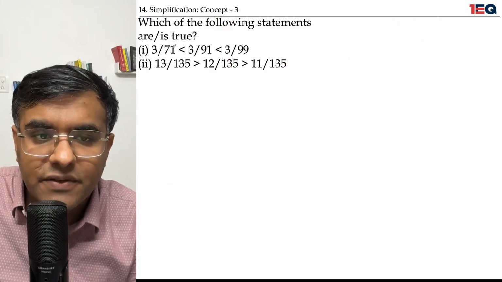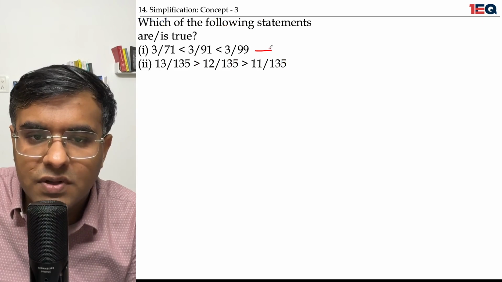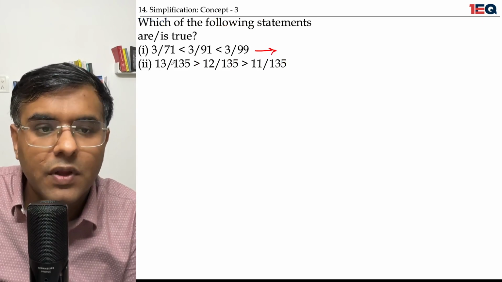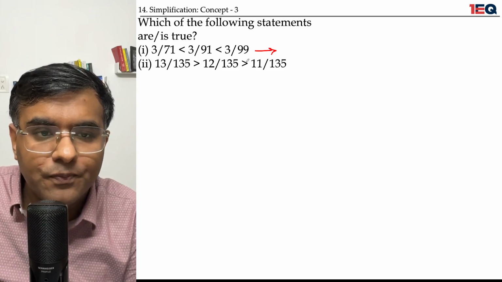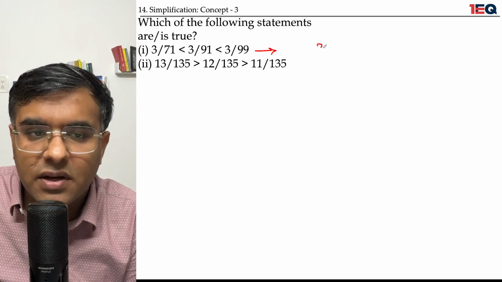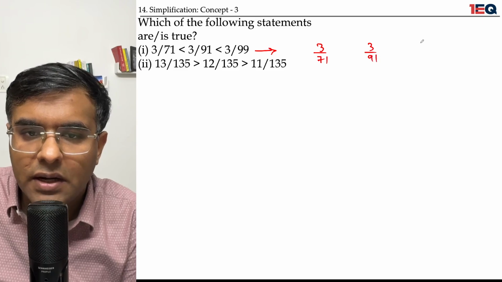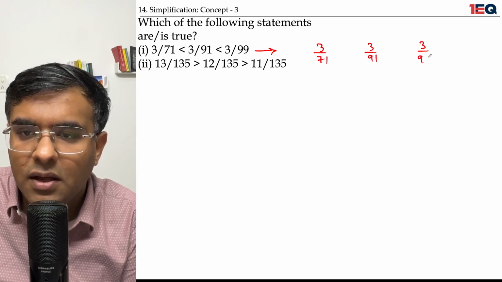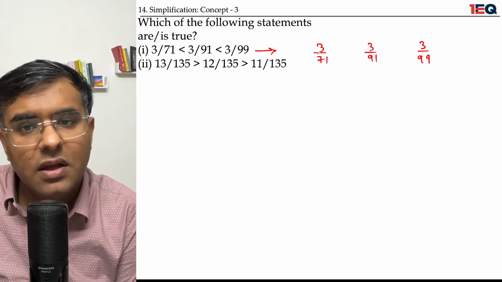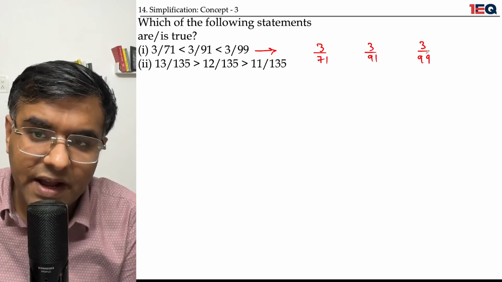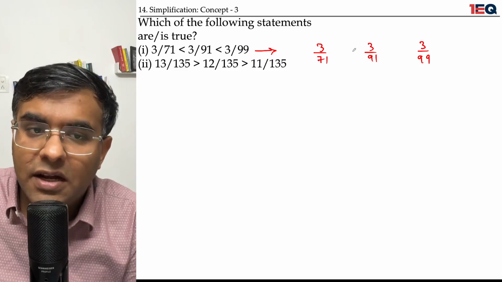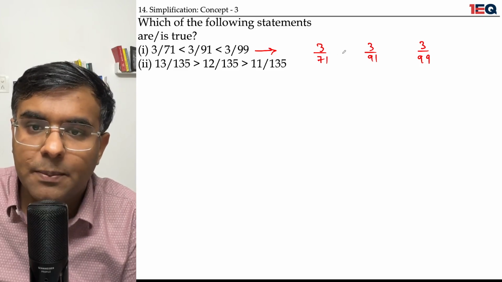Now it says, which of the following is true? See what I do. It says 3 by 71, then 3 by 91, and it says 3 by 99. These are three options that I have. I need to see the relationship between them.